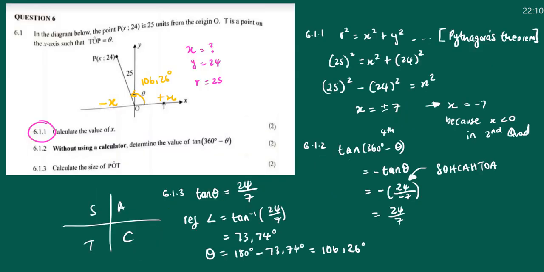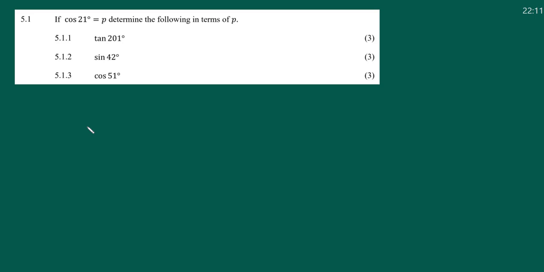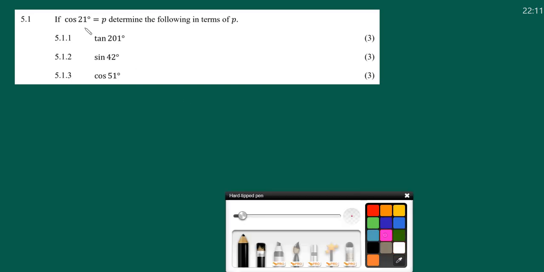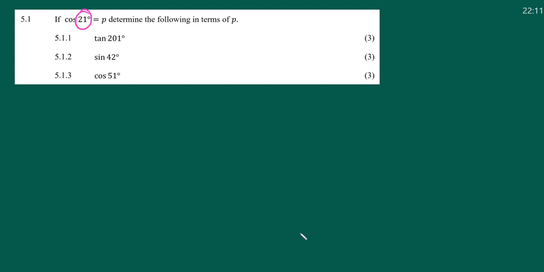I think then we can go to the ones we were solving again. So let's look at these ones, right? Here you are given cos 21 degrees equals P. Determine the following in terms of P. Now what do you do? First of all, you don't have a restriction because you're already given the angle, so you simply draw the diagram.